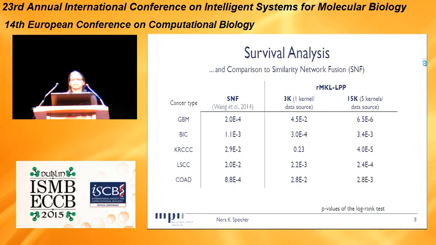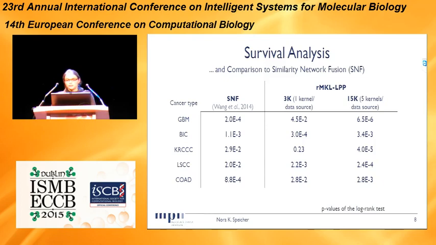So let's look at the results. We first did a survival analysis. For each cancer type, we identified our potential subtypes, so our clusters, and we figured out if there are significant differences in survival times between these clusters. And here you can see the first column is the similarity network fusion approach that I introduced in the beginning. Then we have our 3K and our 15K scenario.